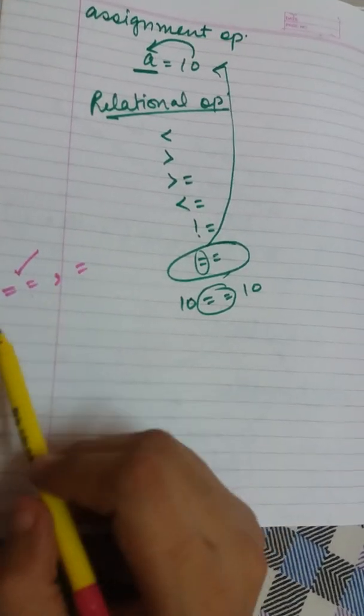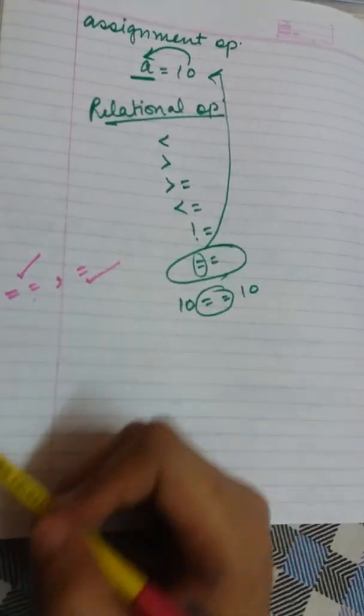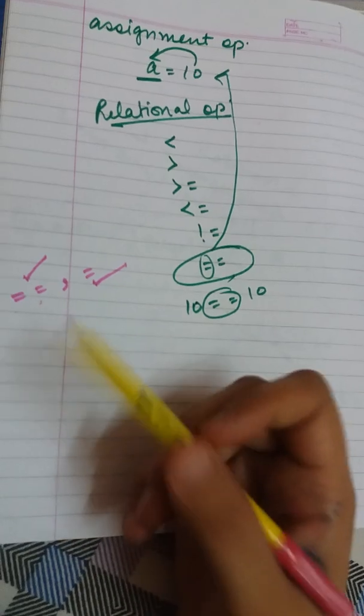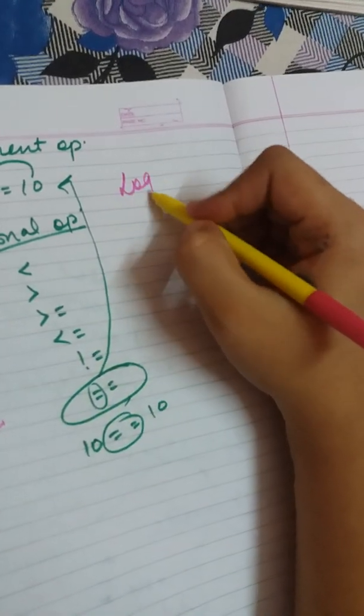Okay, and supposedly the question is which one of these is an assignment operator? Then the answer is this. So you have to remember the difference between these two. Now let us discuss the logical operators.